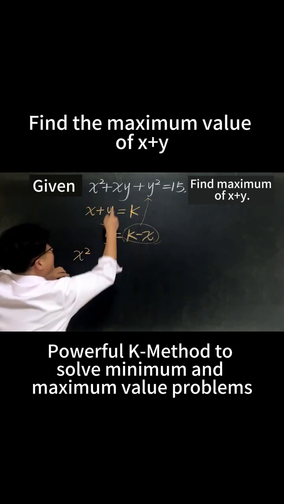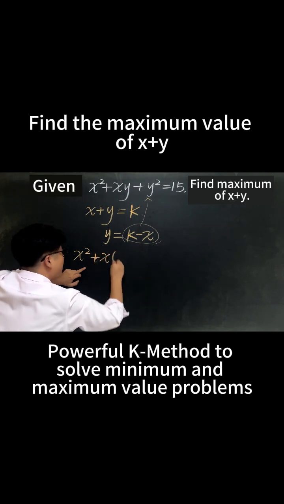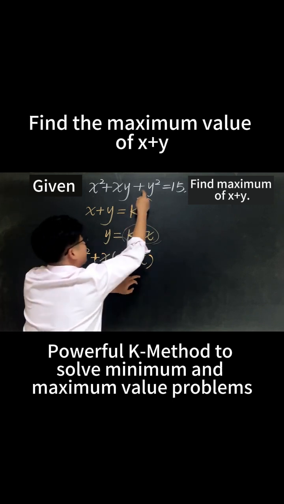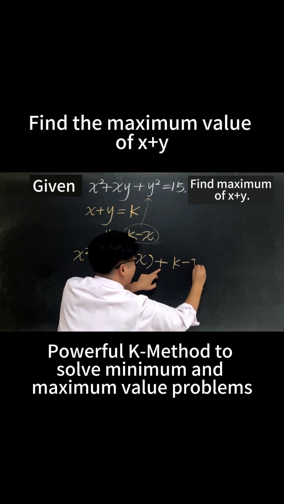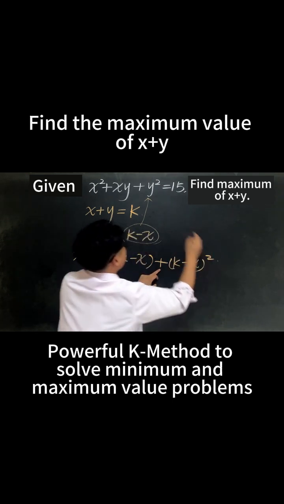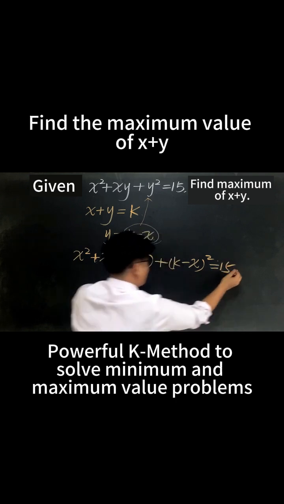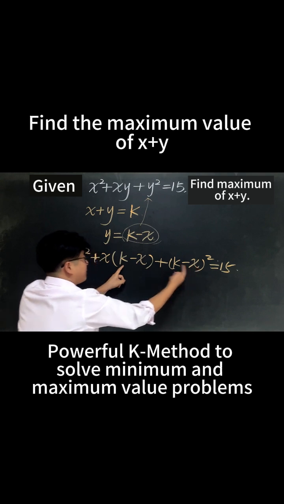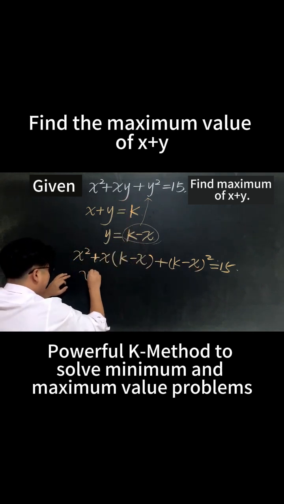Everyone, x squared plus x times y, right? Y is what? Isn't it k minus x? Then add y squared. Y squared, isn't that open parenthesis k minus x close parenthesis squared, right? You have to be careful when solving problems. Then it equals 15, right? The original equation now looks like this after replacing all y with k minus x. Is there any problem with that? Be careful when doing problems.